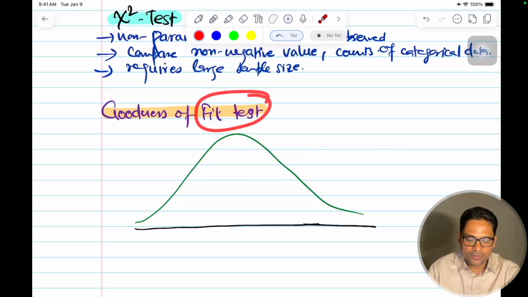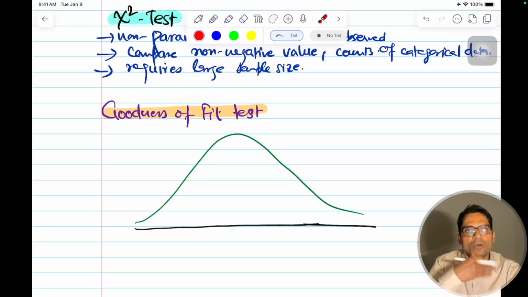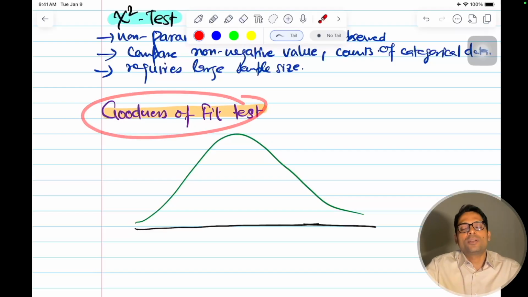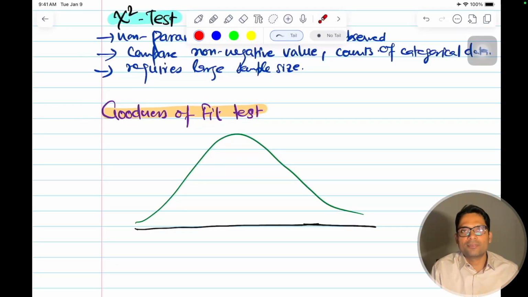That's why this fit word comes: we are trying to fit the observed distribution on the known distribution, and see how good this is fitting on a known distribution that we have. Any distribution, I'm giving you normal because you know this. So for any known distribution, we try to fit the observed data based on the categorical count on the known distribution. So what is the goodness of fit?